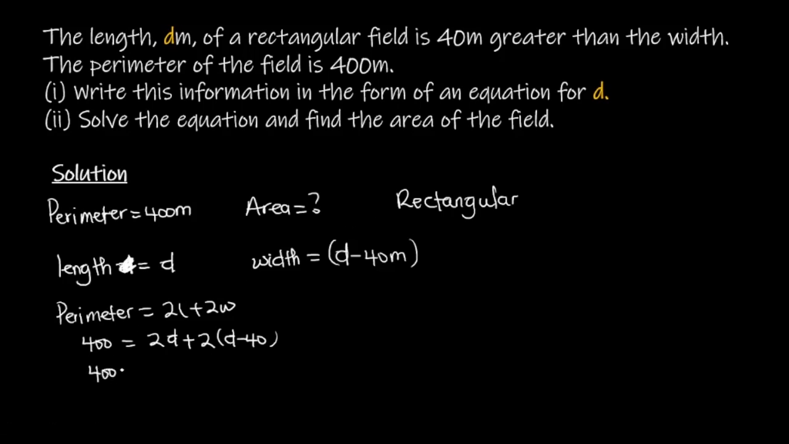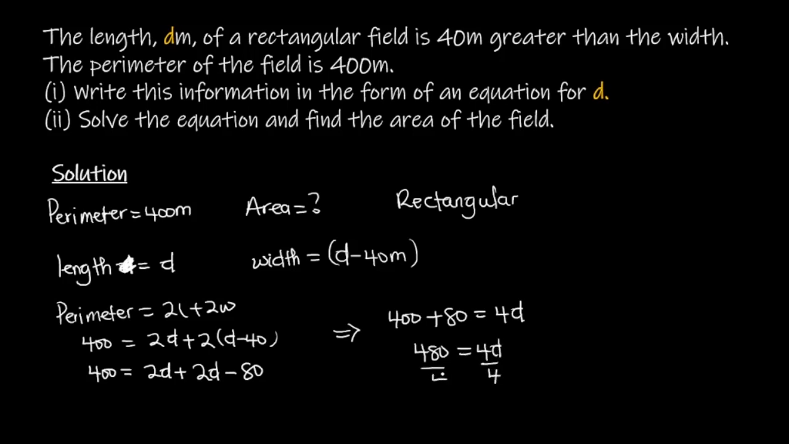So we have 400 is equal to 2D plus 2 multiplied by D will give us 2D minus 2 multiplied by 40 will give us 80. This implies that we can send the negative 80 to the other side of the equal to sign. It becomes positive, so 400 plus 80 is equal to 2D plus 2D will give us 4D. So 480 equals 4D. We divide both sides by 4, and then the value for D, which is the length of the rectangular field, will be equal to 120 meters.